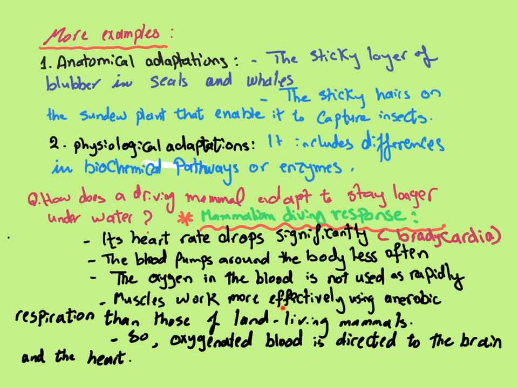Muscles work more effectively using anaerobic respiration than those of land-living mammals. So oxygenated blood is directed to the brain and to the heart, instead of going to the muscles and to the internal organs. This is why the organism can stay alive for a longer period of time underwater.